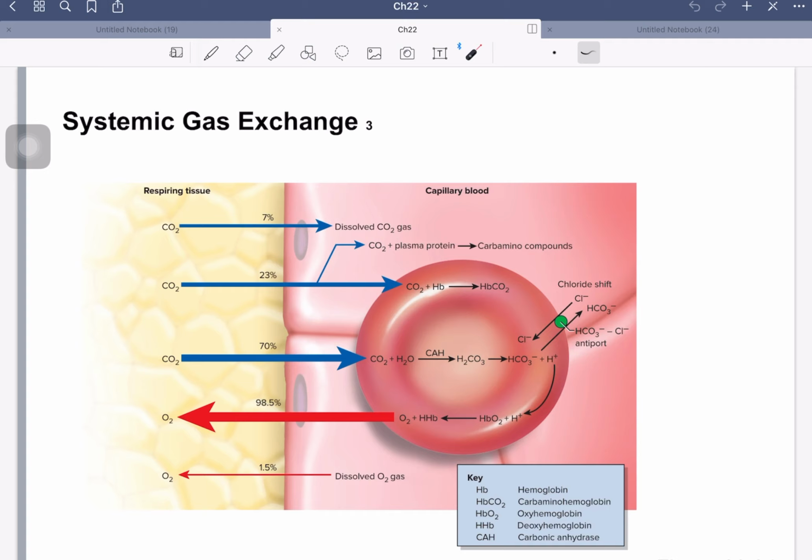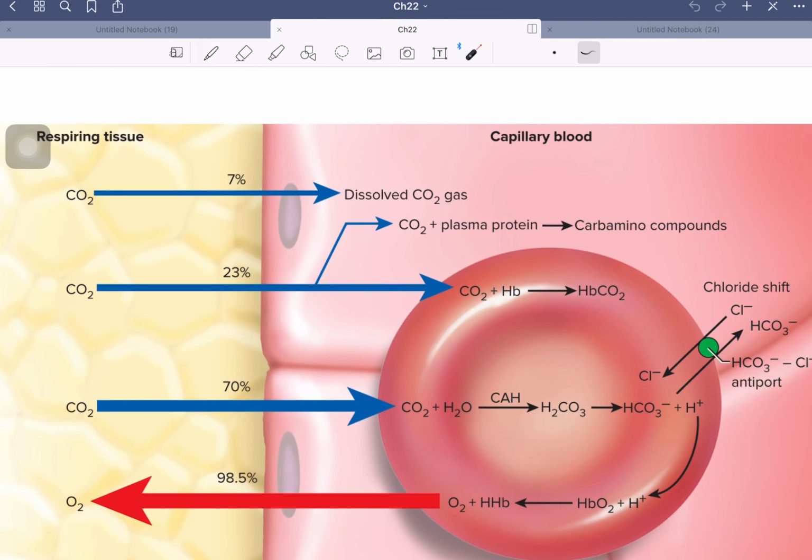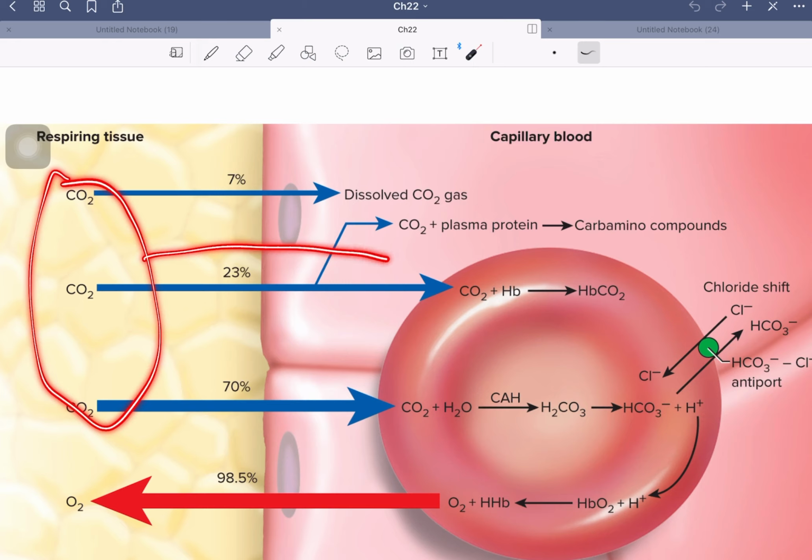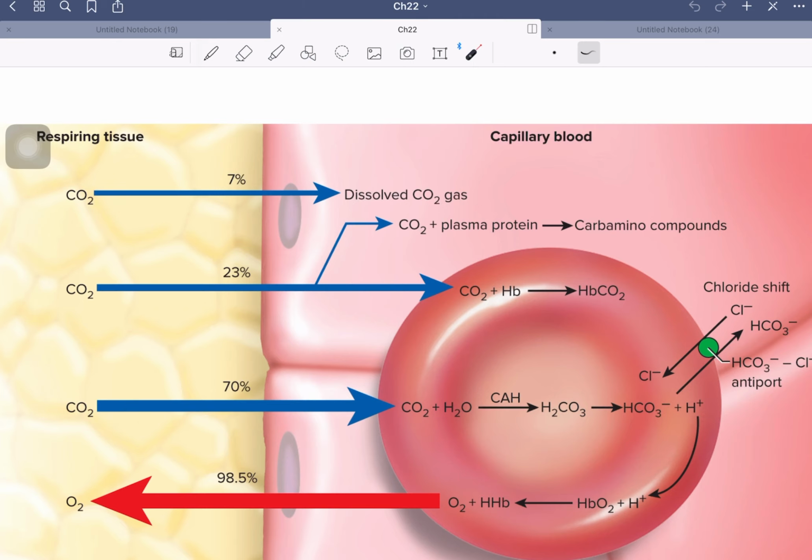Now, what we have to do is get CO2 out of a tissue. It's the result of aerobic respiration. And I have to get CO2 and move it into the blood for transport to the alveoli so I can breathe it out. Now, we're going to look at the three main mechanisms that CO2 uses to travel between, say, an active muscle and the alveoli via the blood.